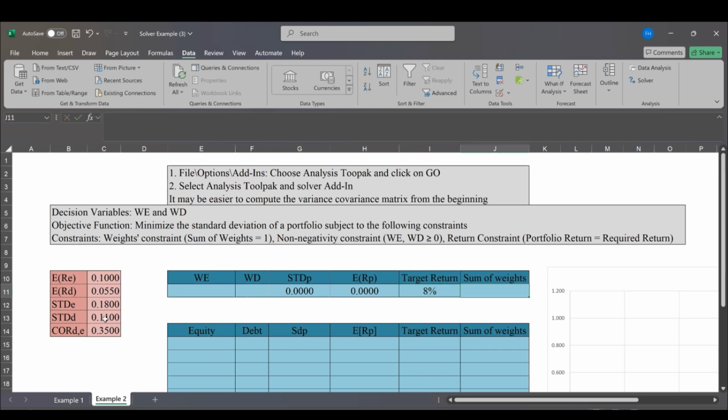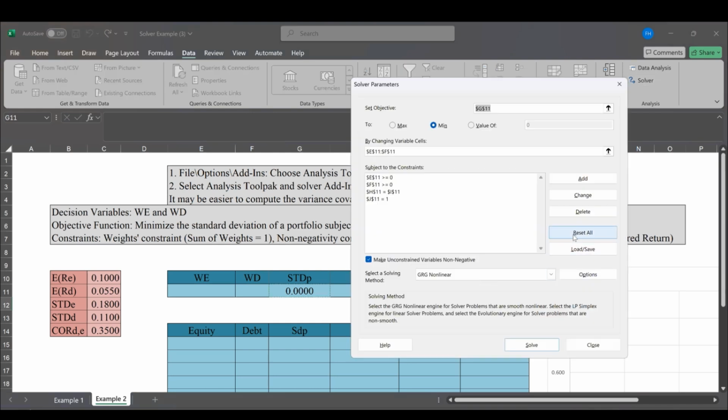Finally, for the sum of weights, one of the constraints for such problems is that because I'm allocating everything to either E or D, the sum of weights should always be equal to 1. So I'm going to put simply that this is equal to WE plus WD. I don't need to add an additional cell like the target weight because I know that this is always going to be 1. So I need to write it only once as a constraint in solver. Now after you finish the setup, you can go to solver.